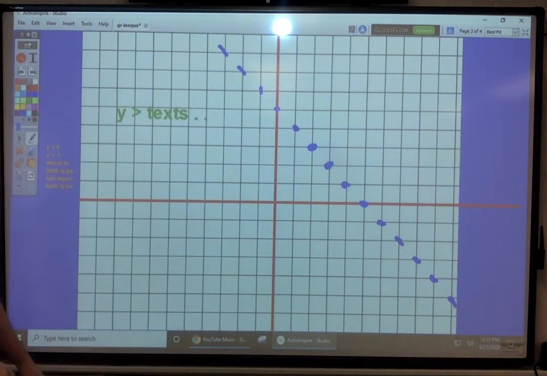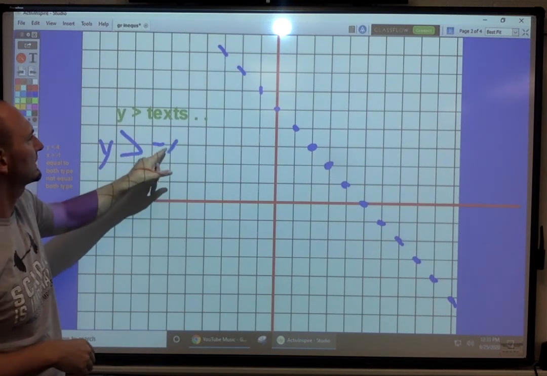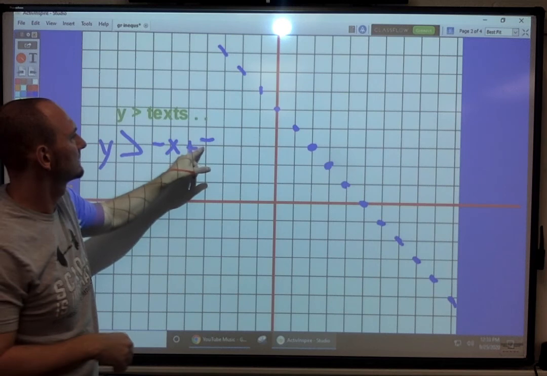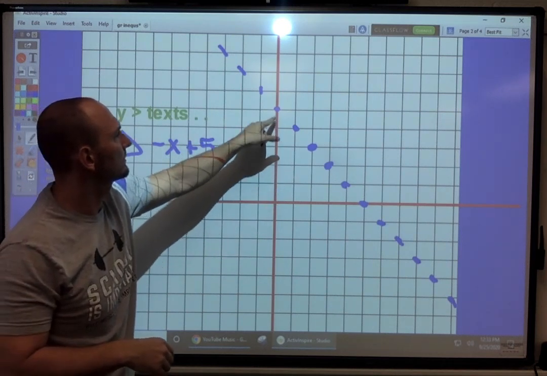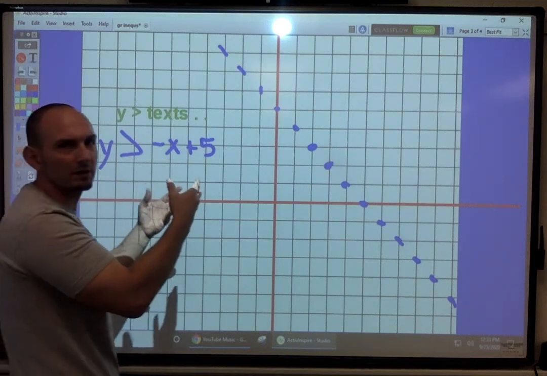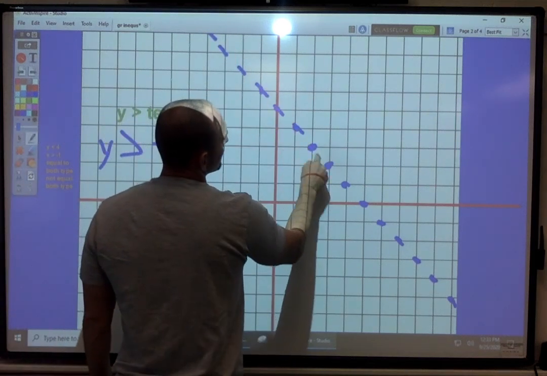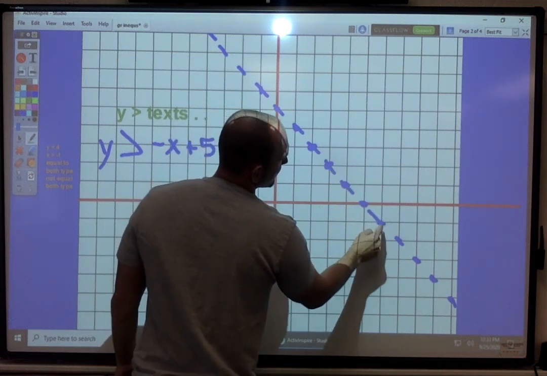So I see we had something like this. y is greater than negative x plus 5. I hope that's correct. Yes. It's not equal to, so it's going to stay a dotted or dashed line. I'm just going to extend those a little bit to make it more obvious.